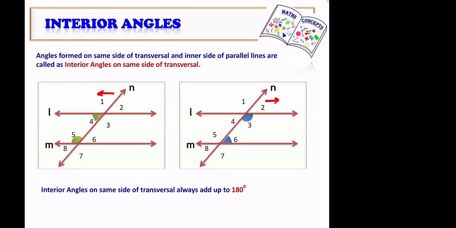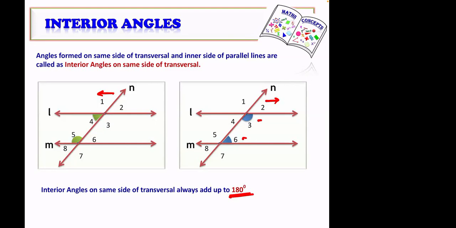Now what about these angles? They don't look of the same measure, right? Yes, ma'am. They are different measures, but they will always add up to 180 degrees if lines are parallel. That condition will always be there for this to be true. So angle 4 plus angle 5 will always be 180 degrees. Angle 3 plus angle 6 will always be 180 degrees.